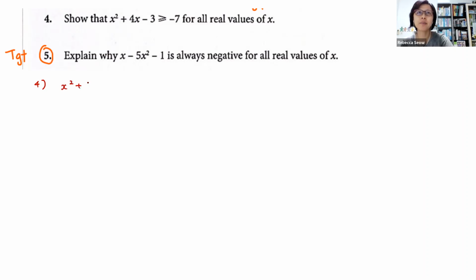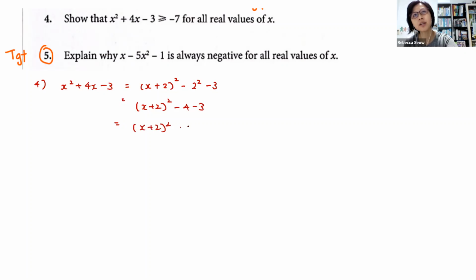So x squared plus 4x minus 3. Let's complete the square. So we drop the x. 4x, we have it, and we drop the x as well. We will have created a third term. We take away 2 square and minus 3. x plus 2 whole thing square minus 4 minus 3. x plus 2 square minus 7.